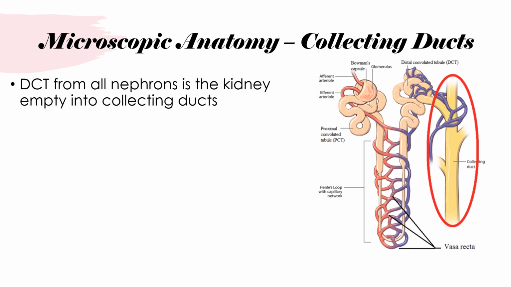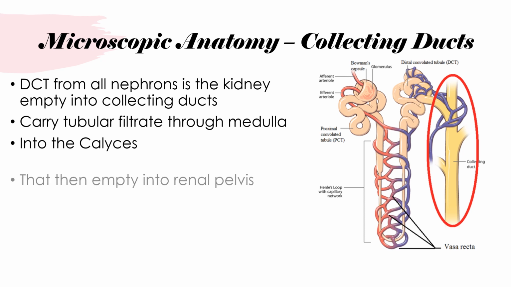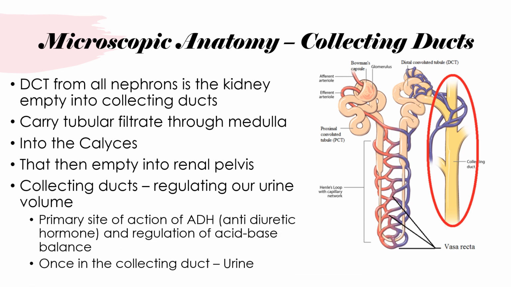We then can take the DCT, and from all the nephrons in the kidney, they are going to empty into the collecting duct. So all the nephrons go into the collecting ducts, as we can see from this picture. Now it's going to carry the tubular filtrate through the medulla into the calyces, and then it's going to empty into that renal pelvis. So we go out, and through the collecting duct we go back in.